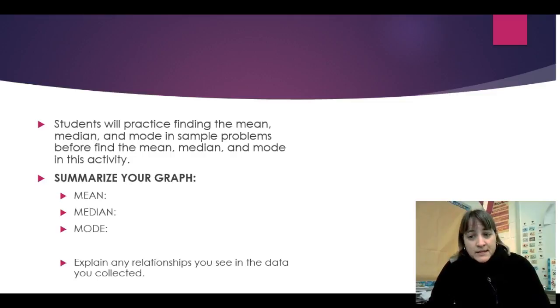Prior to summarizing their graphs, students needed to practice finding the mean, median, and mode in sample problems before they found the mean, median, and mode in this activity. Now, we needed to review the definitions of mean, median, and mode to make sure they understood the differences between the 3 terms, and then we practiced them with some sample problems. In their graphs, I reminded students on their handouts that they needed to find the mean, median, and mode for their activity and the data that they collected. Finally, when summarizing their graph, they needed to explain the relationships they saw in the data that they collected.